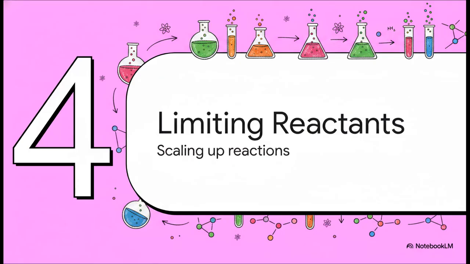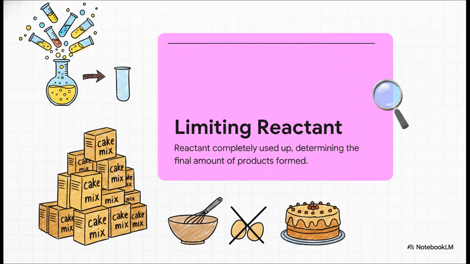Section 4. Stoichiometry and limiting reactants. Scaling up to chemical reactions. Okay, so now that we have our baseline unit, let's start actually mixing things together. Stoichiometry. It's a big, intimidating word, but it's really just the relationship between the moles of reactants you put into a reaction and the moles of products you get out.